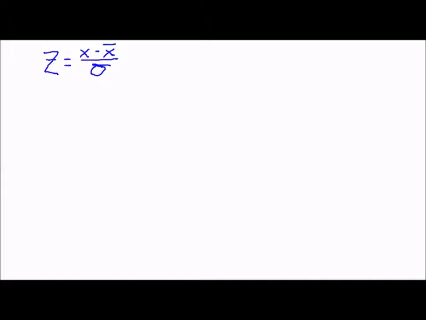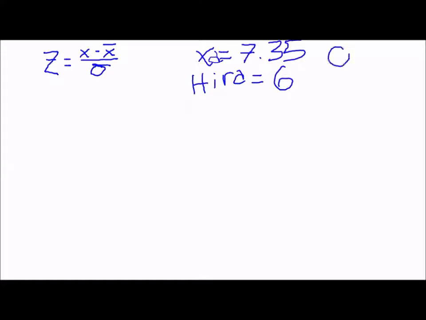So let's use a practice problem. In Hira's class, the mean for the shoe size is 7.35 in women's shoes. And Hira's shoe size is 6. So let me write Hira's, and that equals 6. And the standard deviation is 1.25.